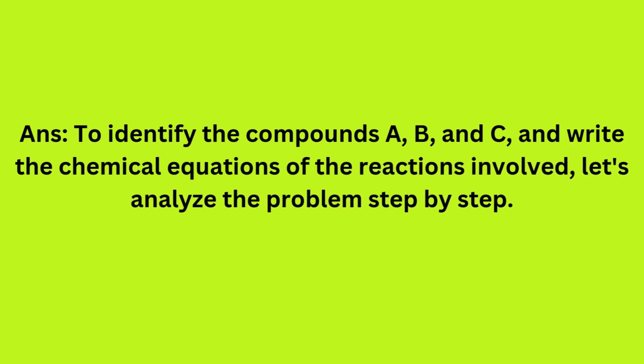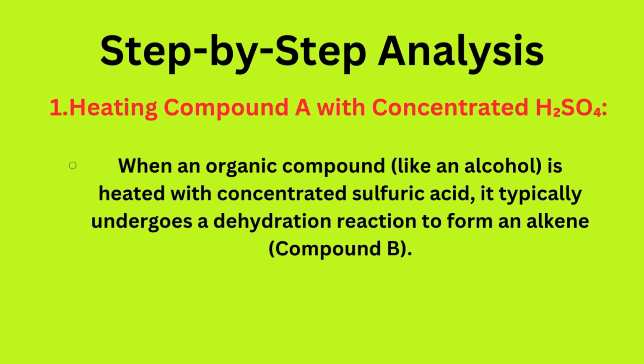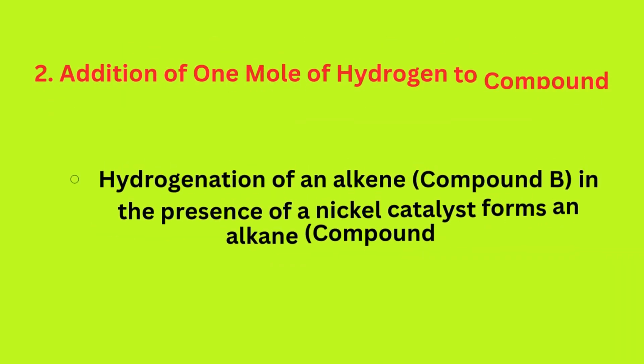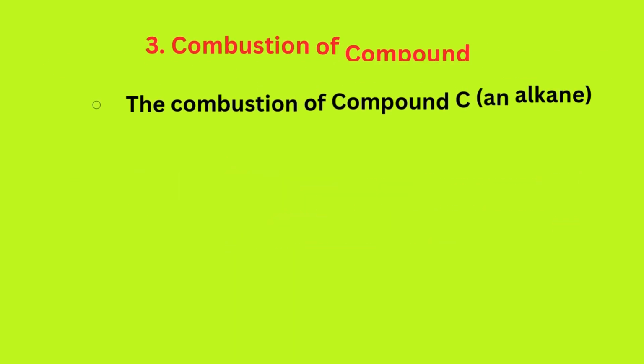let's analyze the problem step by step. Step-by-step analysis. 1. Heating compound A with concentrated sulfuric acid. When an organic compound, like an alcohol, is heated with concentrated sulfuric acid, it typically undergoes a dehydration reaction to form an alkene, compound B. 2. Addition of 1 mole of hydrogen to compound B, in presence of nickel. Hydrogenation of an alkene, compound B, in the presence of a nickel catalyst forms an alkane, compound C.